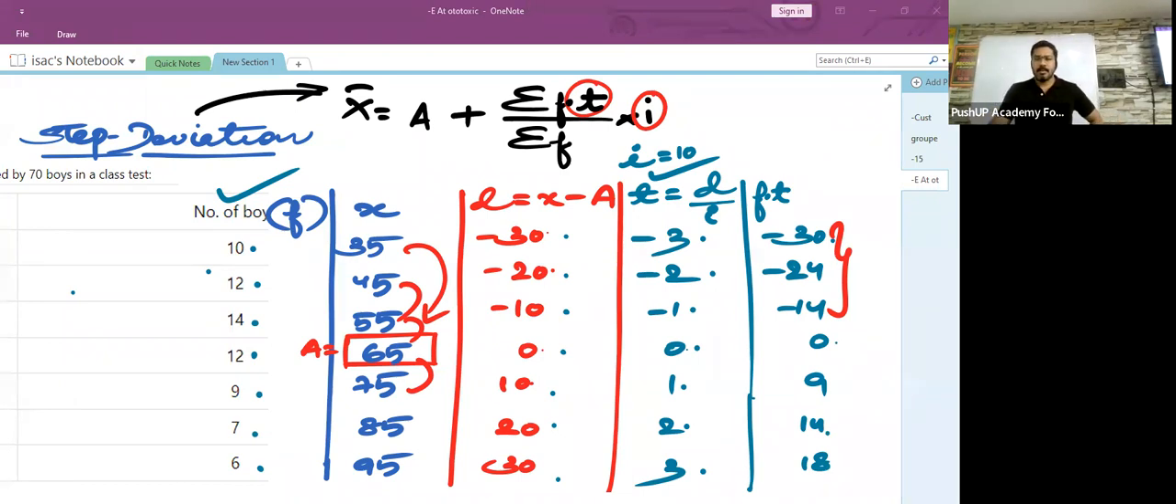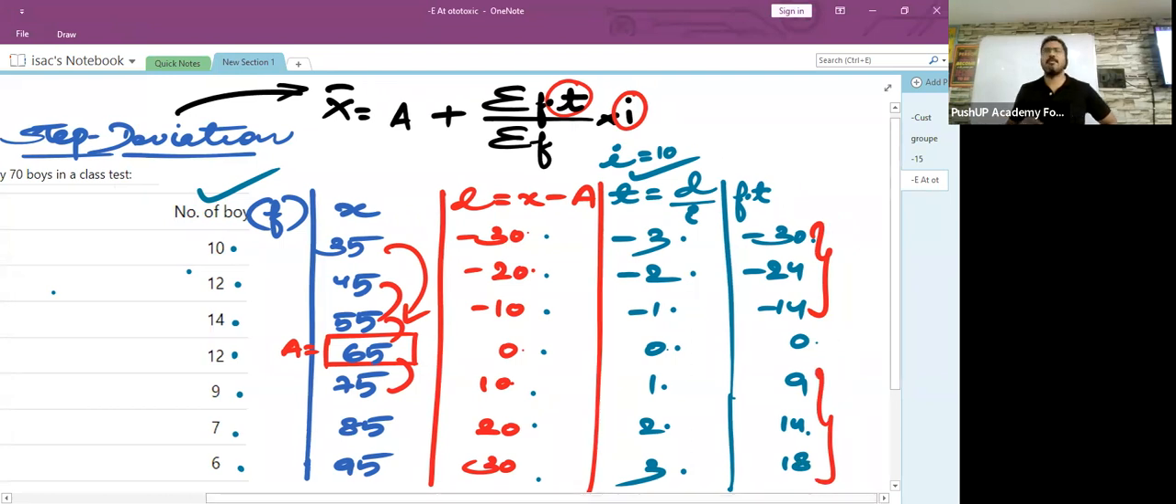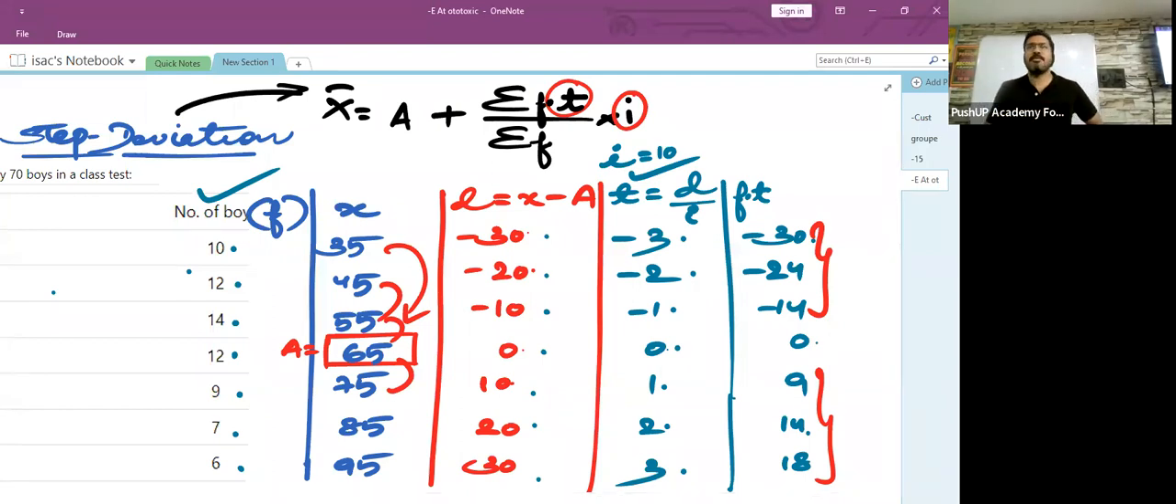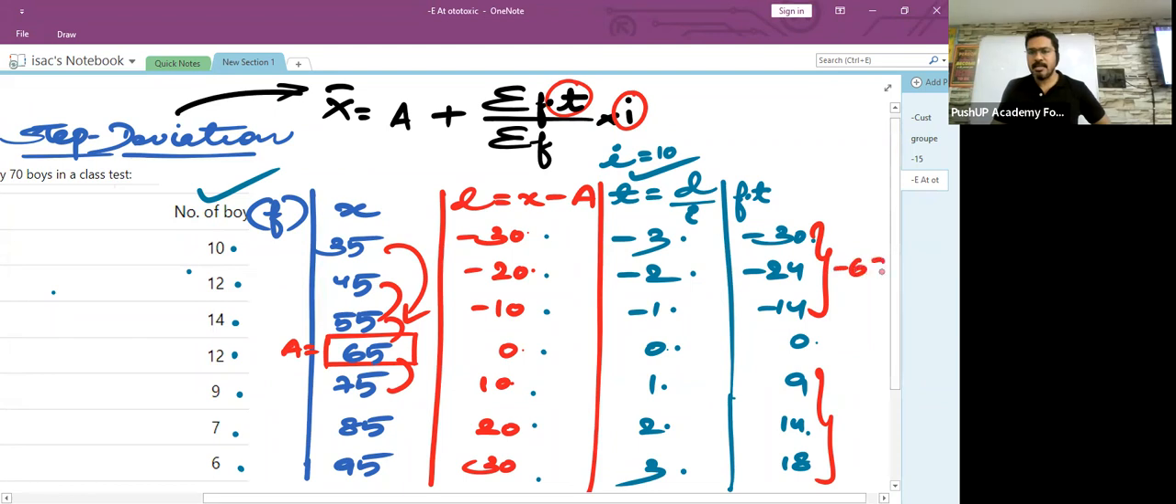Okay. Let's find the sum of all the negative numbers and the sum of all the positive numbers. Minus 30 minus 24 is minus 54. Minus 54 minus 14 is minus 68. 9 plus 14 is 23. 23 plus 18 is 41.